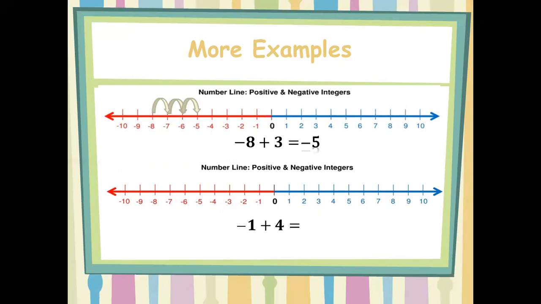Okay, next question is negative 1 plus 4. Now I'm going to start on negative 1 and move to the right, 4. So let's see, 1, 2, 3, 4. So I have the answer as a positive 3.